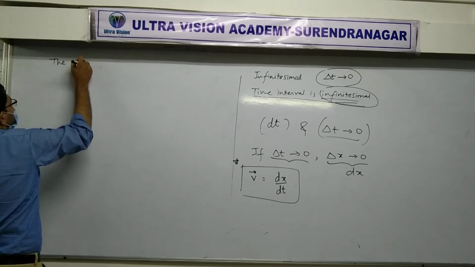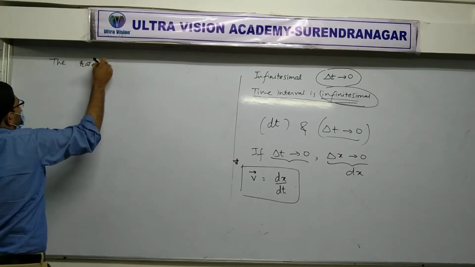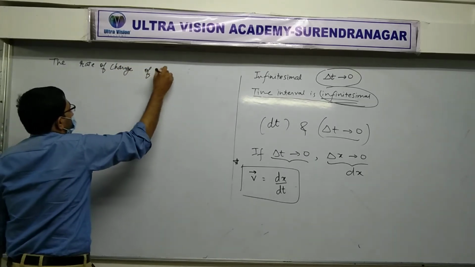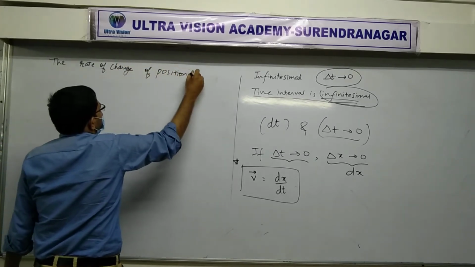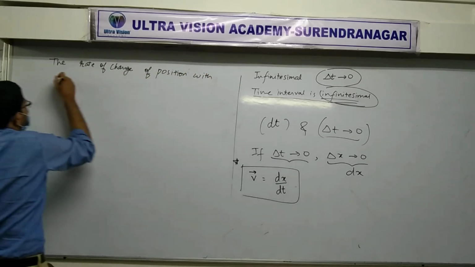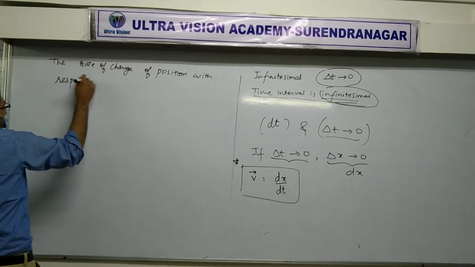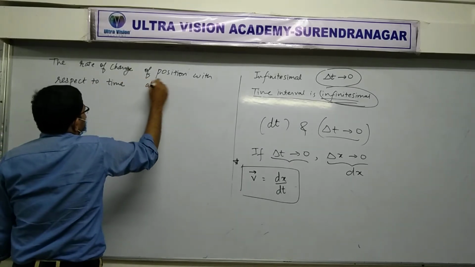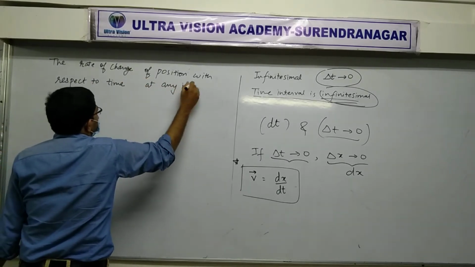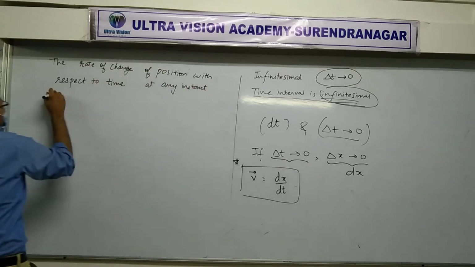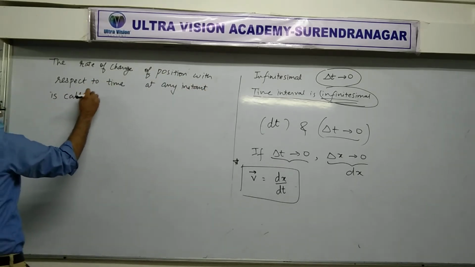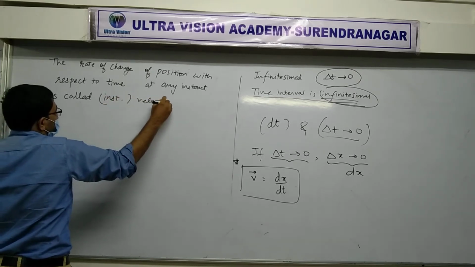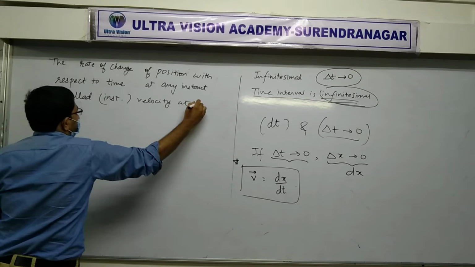The rate of change of position with respect to time at any instant is called instantaneous velocity at that time.